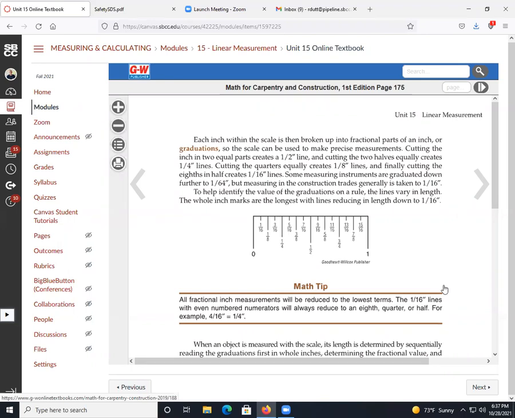Cutting an inch into 2 equal parts creates a 1/2 inch line. Cutting the 2 halves equally creates 1/4 inch lines. Cutting the quarters equally creates 1/8 inch lines. And finally, cutting the eighths in half creates 16th inch lines. So typically, in construction, we work to a 16th. Some trades work to less than that.